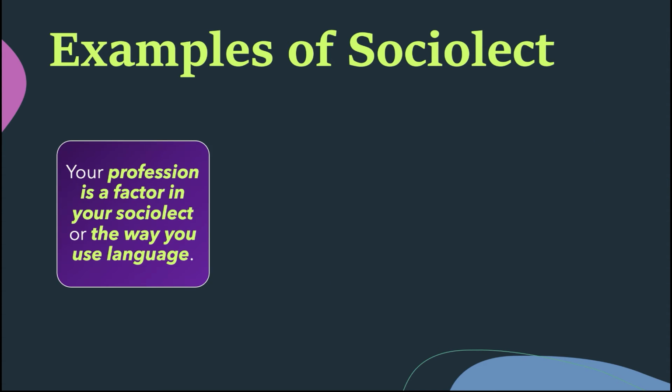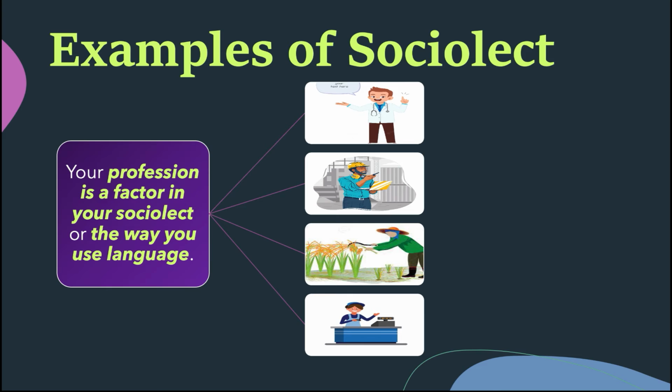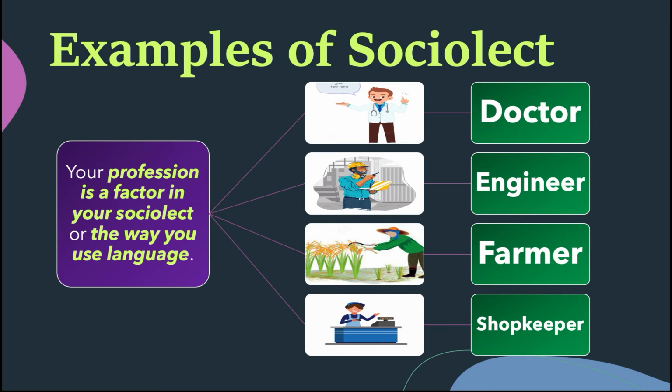Let's have examples of sociolect to understand this concept in a much better way. Your profession is a factor in your sociolect, or the way you use language. For example, you may have different people coming from different professions: the first one is a doctor, the second one is an engineer, a farmer, and a shopkeeper. They all belong to different professions. So the way a doctor uses language will differ from the way an engineer, a farmer, and a shopkeeper use language. These are the best examples of sociolect on the basis of profession.